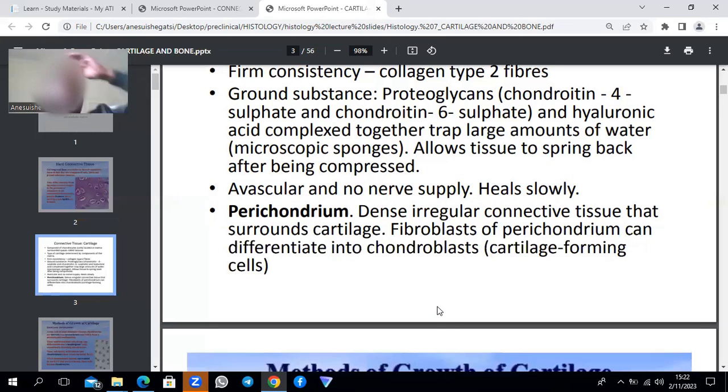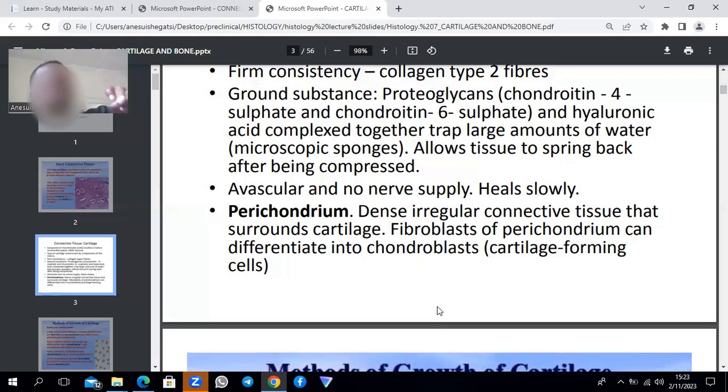Then I want to talk about cartilage growth. Cartilage grows by either appositional growth or interstitial growth, whereas bone only grows one way, which is appositional growth. So how does this happen? In interstitial growth, you have mitosis of pre-existing cells. But in appositional growth, there's migration of stem cells from the perichondrium, basically the fibroblasts within the perichondrium, that are going to differentiate into chondroblasts.